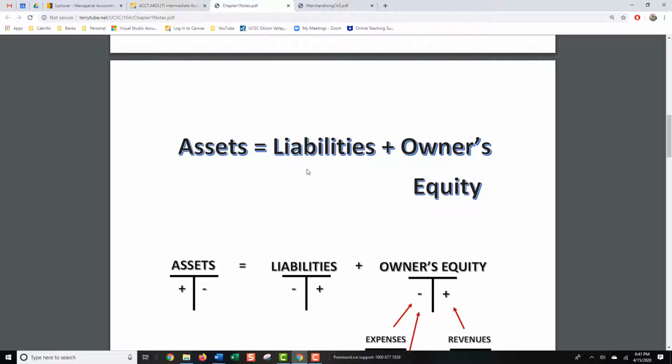The right side of the equation is then who owns those resources. And there's only two people that can own them. We can own them, which is called owner's equity, or other people can own them, which are called liabilities. In other words, another name for that is debt. So, of all the assets of a business, two people can own them, and that equation must always be in balance.